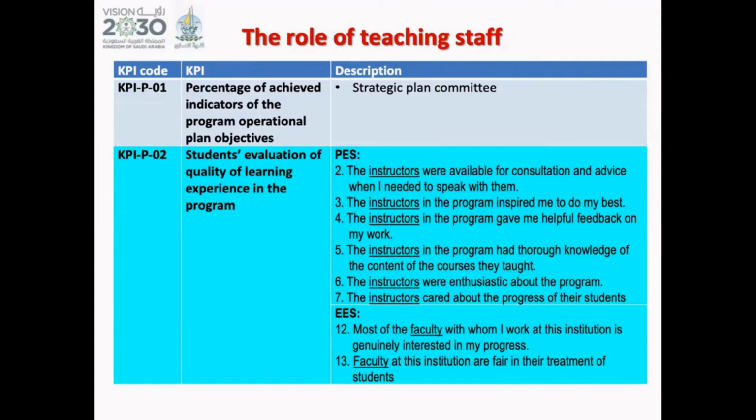Now let's look in more detail at the role of the staff members, especially faculty members here. I want to highlight that some KPIs are very close to the faculty member contribution. For KPI number 1, it seems that it has nothing to do with the faculty member. Of course, if you work as a member of the strategic plan committee, directly we should plan this very well, to implement more of the goals and objectives in the strategic plan and try to achieve them.